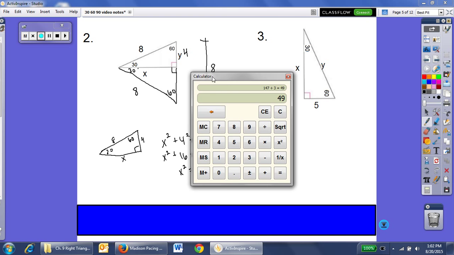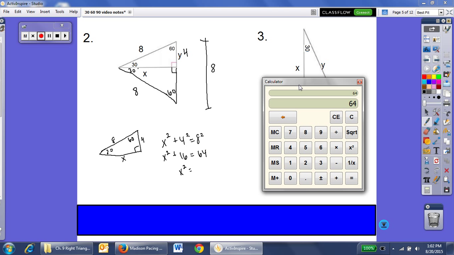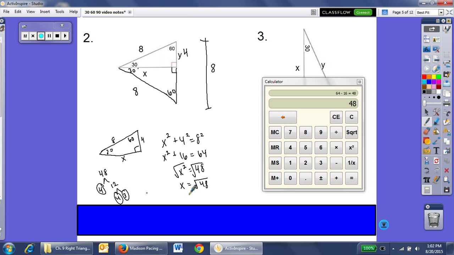So let's pull up the calculator. We have 64 minus 16. We get 48. And when we take the square root of 48, we need to break that down, because when we write the square root of 48, that's not quite simplified yet. So let's break that down. 48 is 4 times 12. 12 is 4 times 3. I'm going to circle the ends of that tree, so we get x equals 4 square root 3.